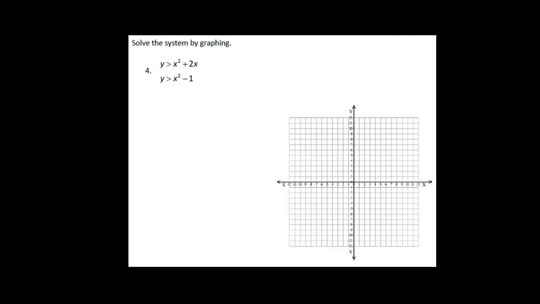All right, number 4, they want you to solve this by graphing. So let's graph this top one. Let's find the vertex. So the opposite of b over 2a is negative 1. Let's plug negative 1 back in.